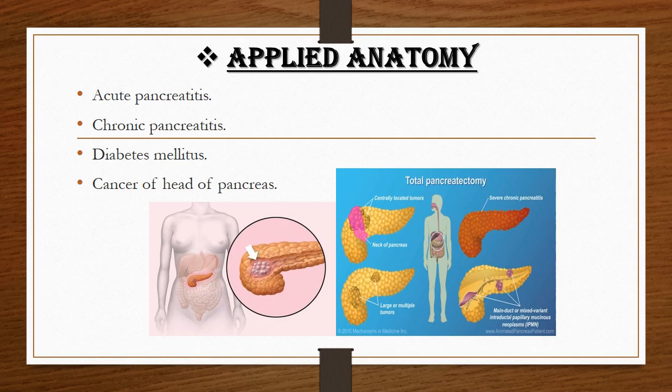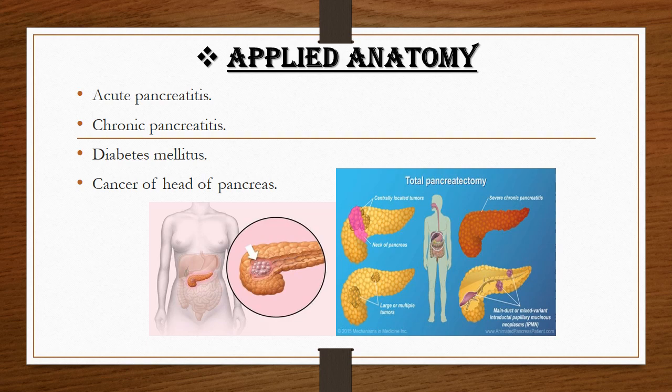Last is the applied aspect or applied anatomy of the pancreas. These four diseases we can remember easily and they cause much distress in human beings. First is acute pancreatitis. This may occur due to some blow or direct injury to the abdomen, where the pancreas gets inflamed and acutely we can feel the pain at the umbilical region.